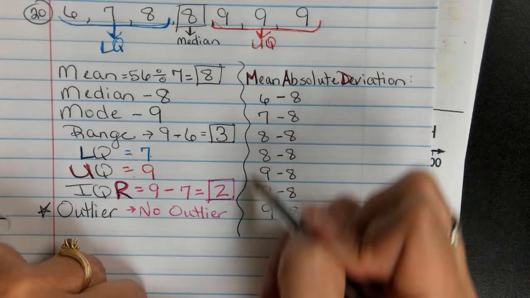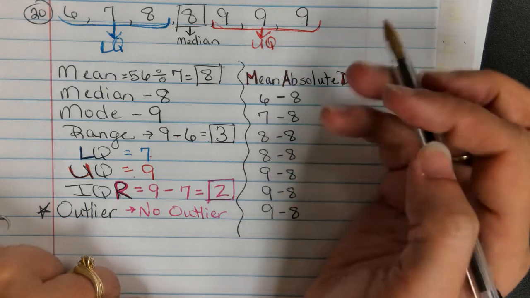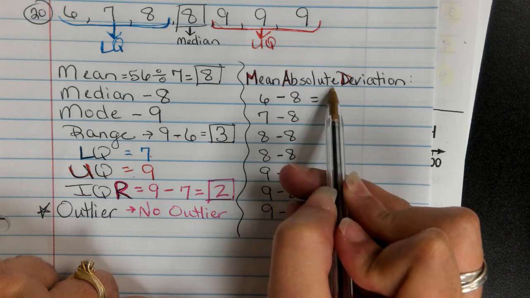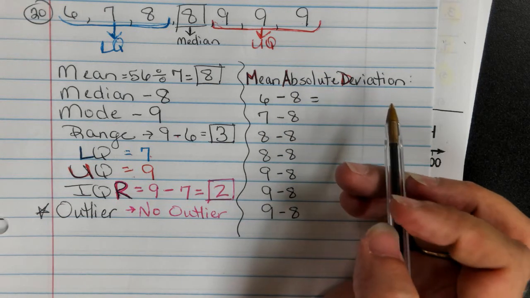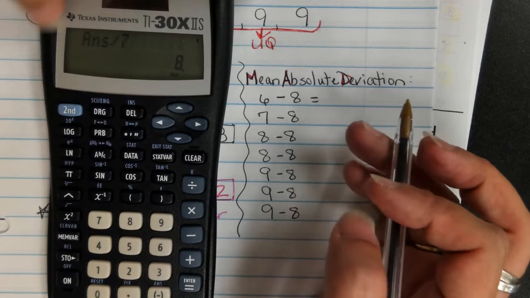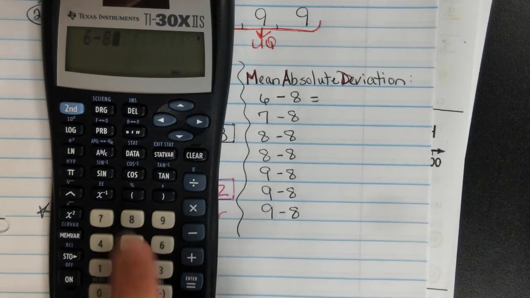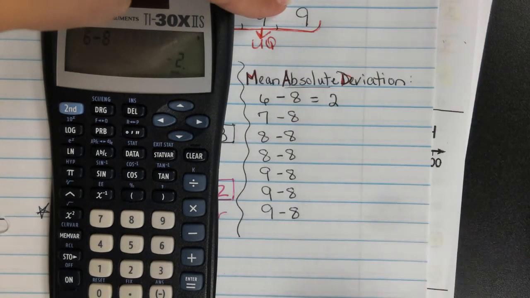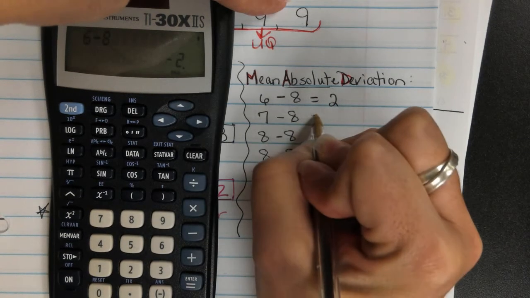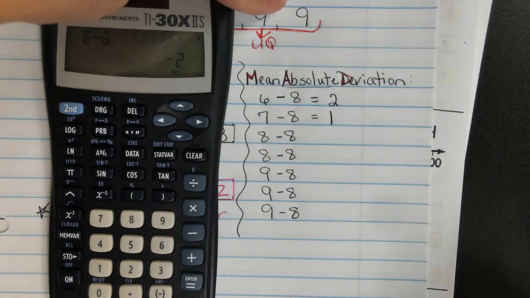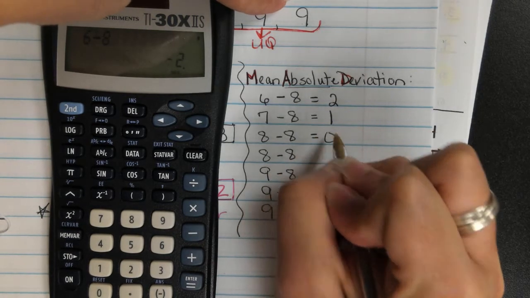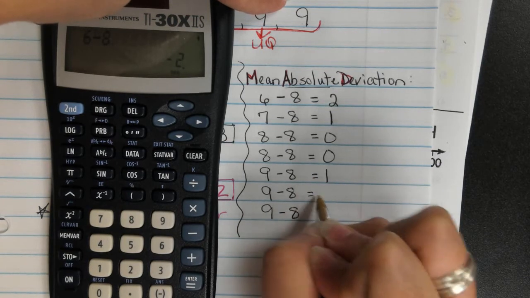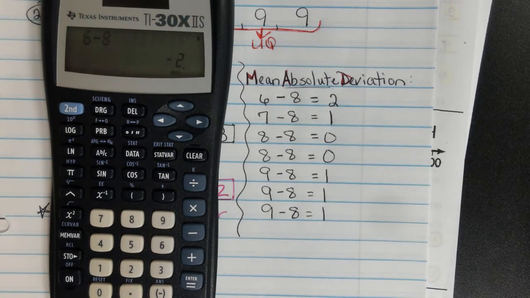Now, when we did this math, we figured out that we're getting some negative numbers. But because of the word absolute, or absolute value, if we got a negative, we changed it to a positive. So like 6 minus 8 is negative 2, but we change it to a 2 because of the word absolute. 7 minus 8 is negative 1, but we're going to change it to a 1. 8 minus 8, 8 minus 8, 9 minus 8, 9 minus 8, 9 minus 8.